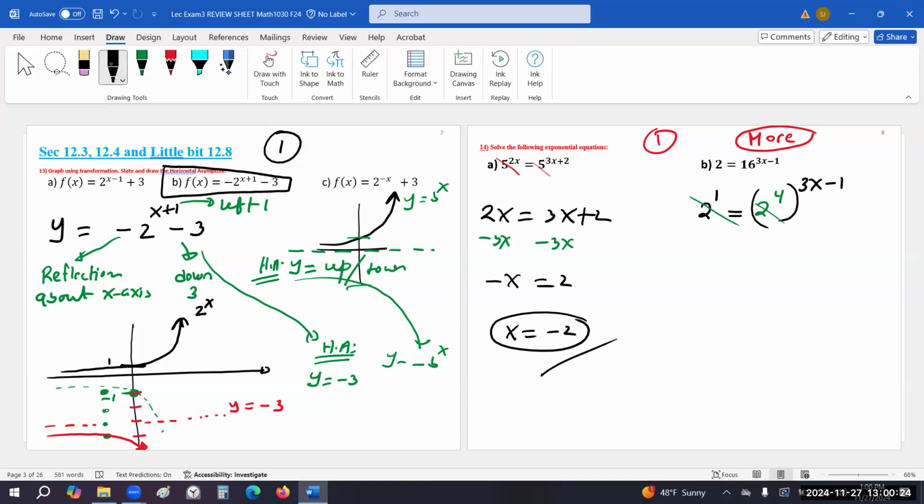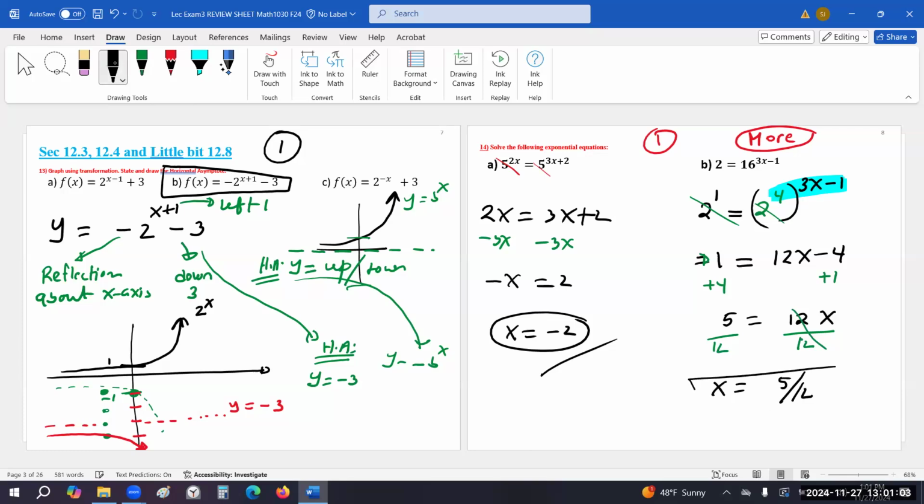Cancel. So we have 1 on one side, and we multiply them. Two powers together, we always multiply them. So we get 12x minus 4. And now basic algebra. We add 4 to both sides. We get 5 equals 12x. Then divide by 12. So our x is 5 over 12.